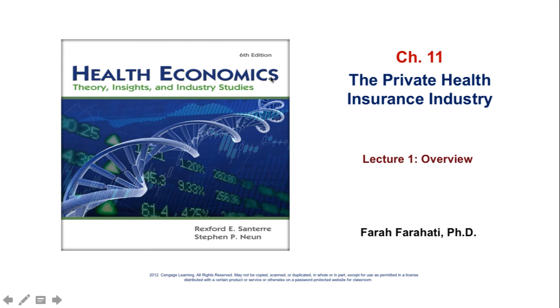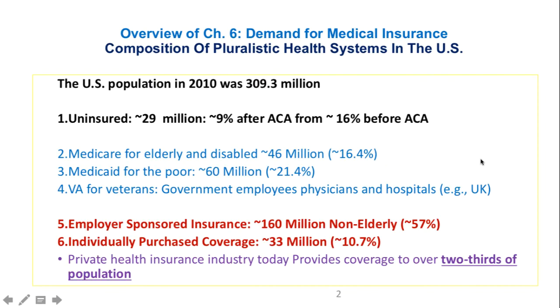I'm using Health Economics 6th edition by Santerre and Neun. I also use a few peer-reviewed articles related to chapter 11, the private health insurance industry. Let's start with an overview of the past few chapters.